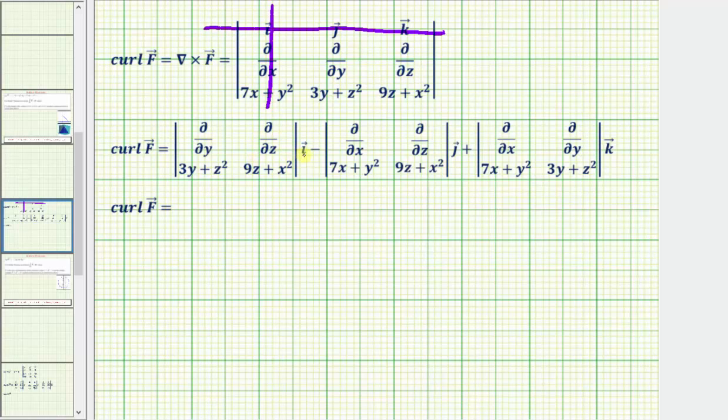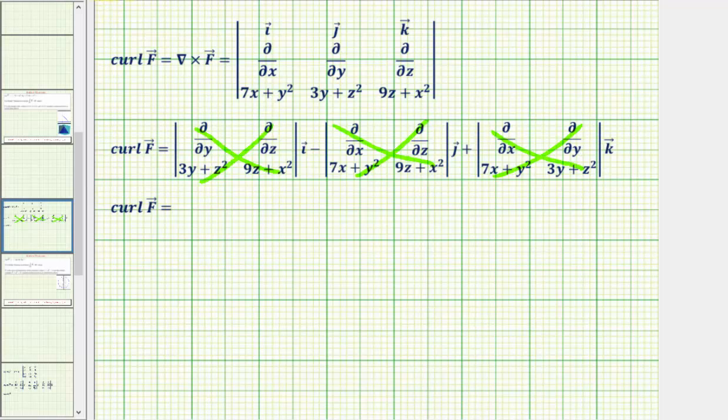And then we have times i minus, for this determinant, we eliminate the row 1 column of the j vector, which is row 1, column 2. The remaining elements give us this determinant here, times j plus, for the last determinant, we eliminate the row 1 column of the k vector, which is row 1, column 3, which gives us these 4 elements. And now for each 2 by 2 determinant, we'll determine this product minus this product.